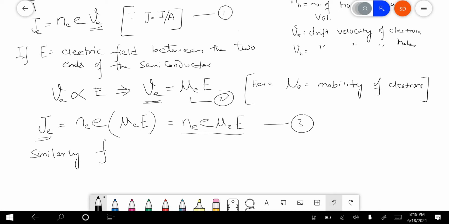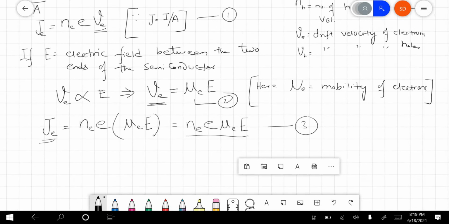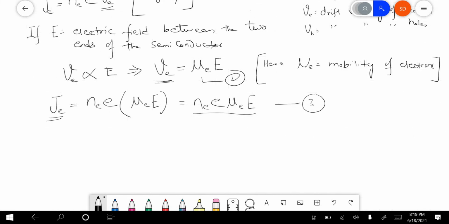One thing I can write now before going to this step. From Ohm's law, which is called the macroscopic form of Ohm's law, we have this relation, which you also must have studied in class 12: J is equal to sigma into E. This is equation number 4.